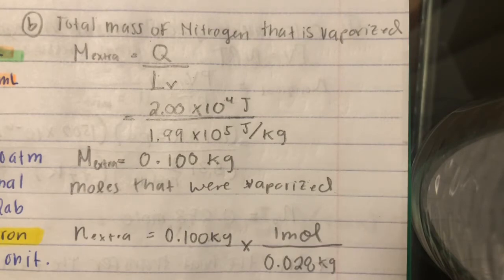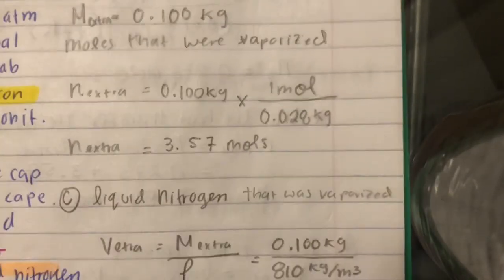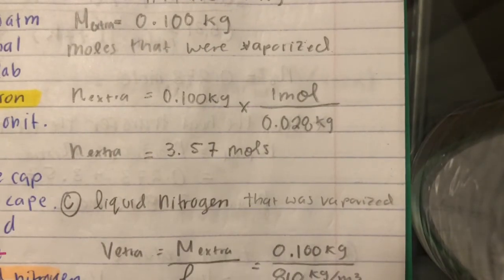So the total mass of nitrogen that is vaporized, I'm going to label that M extra, is equal to the heat energy that we just solved divided by the nitrogen heat of transformation. Plug that in. The extra amount of liquid that's transformed into a gas is 0.1 kilograms. And then you just get the moles of that, which is 3.57.